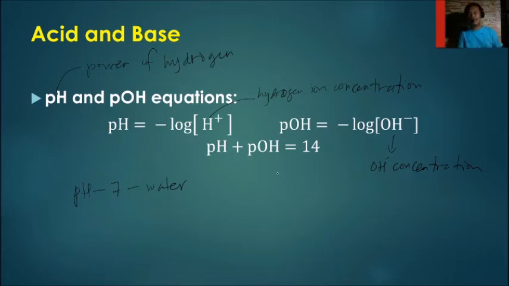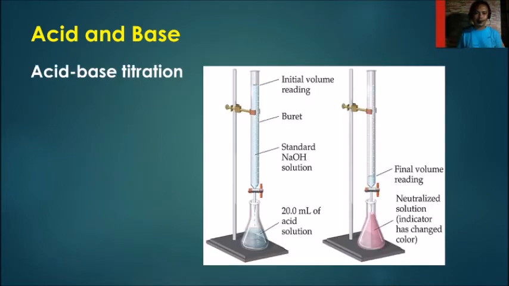So, kaya madali lang pong malaman yung pH level or pOH level ng isang acid or ng base. Then let's go to this one. We have this what we call the acid-base titration. Ito, ginagamit natin to para malaman po yung concentration ng acid or ng base.